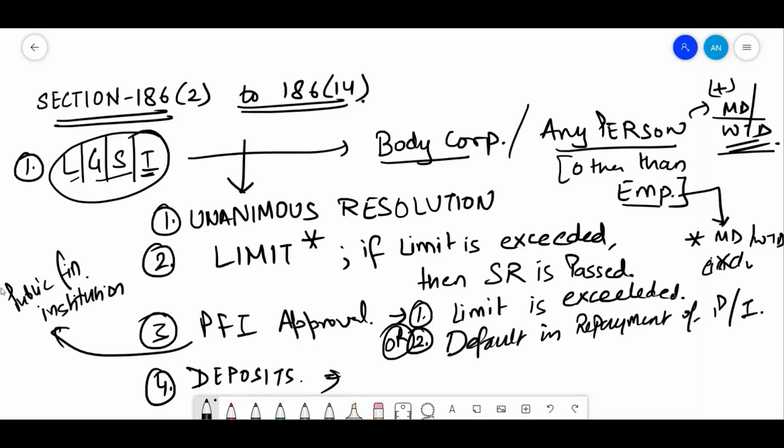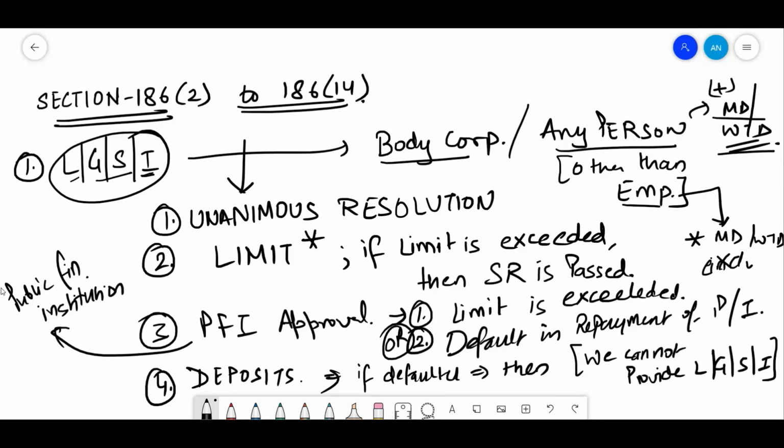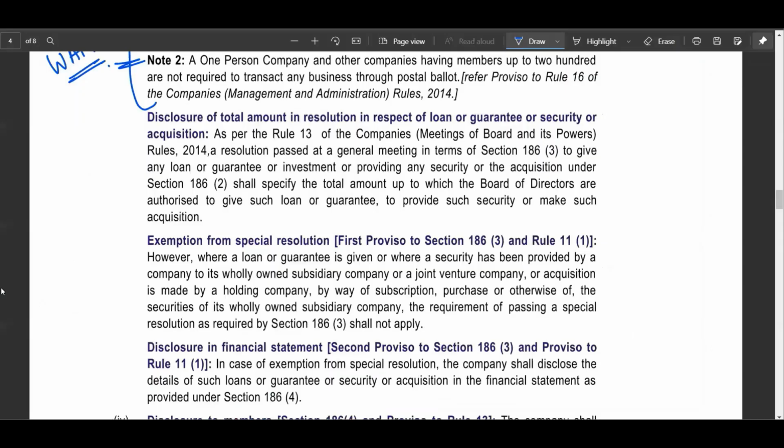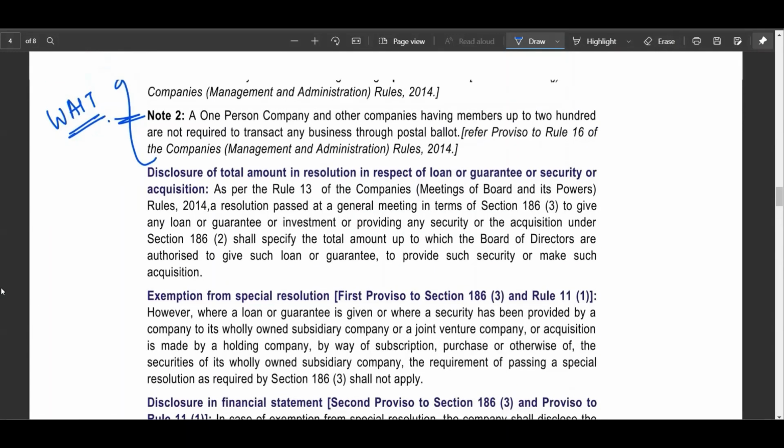It says that if there are public deposits and we have defaulted, then unless we have made that default good, we cannot provide loan, guarantee, security or investment. All right, so this is what the summary is all about, and again there are more points than that we will be discussing later on. So let's head to the notes right now.